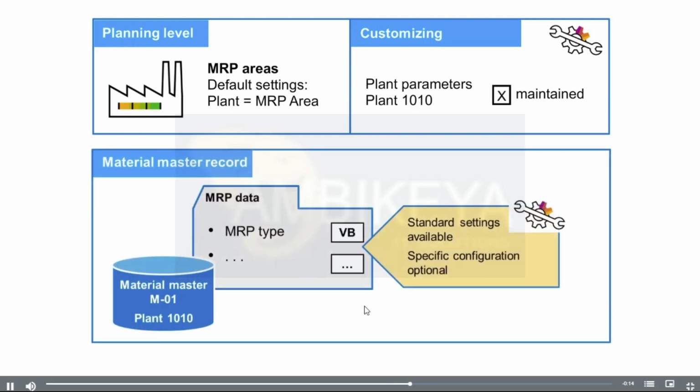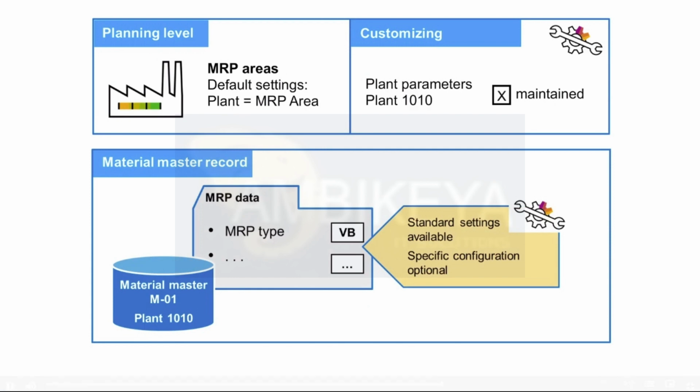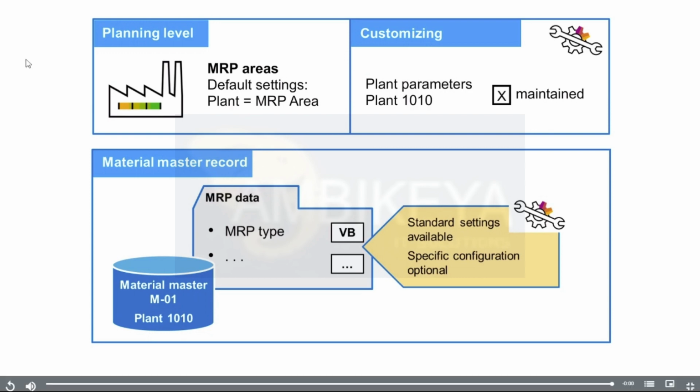In the material master record, you have to maintain the MRP data for materials that are subject to automatic planning. MRP-relevant material data is maintained at plant level. If required, MRP area data must also be maintained.